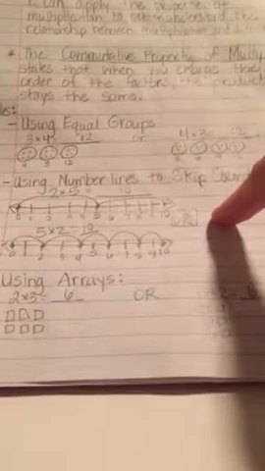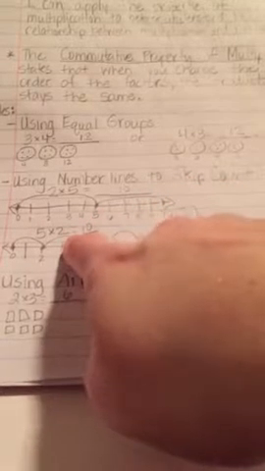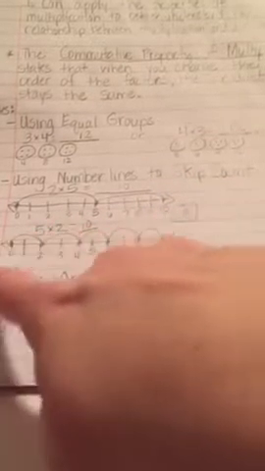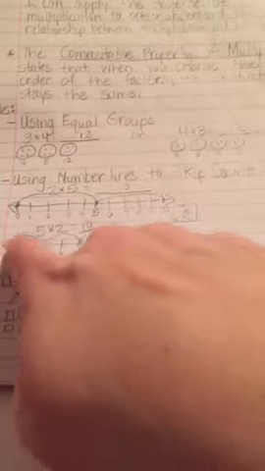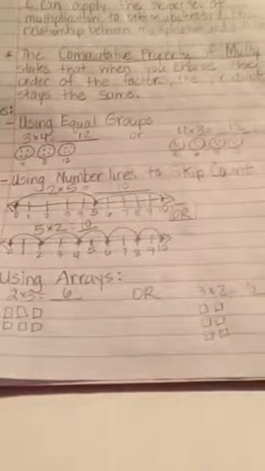And we said that we could also do this one as 5 times 2, because the commutative property says we can flip these and we should get the same product. And so in this case, you're seeing that we've jumped by 2s 5 times and we still land on 10.